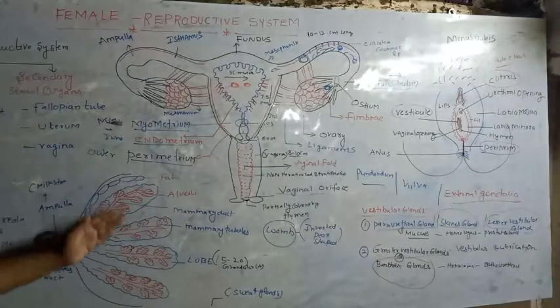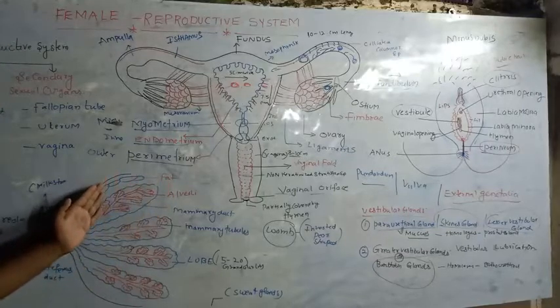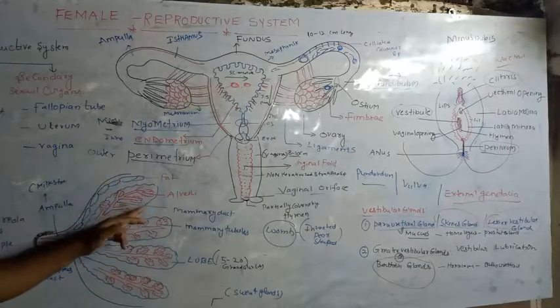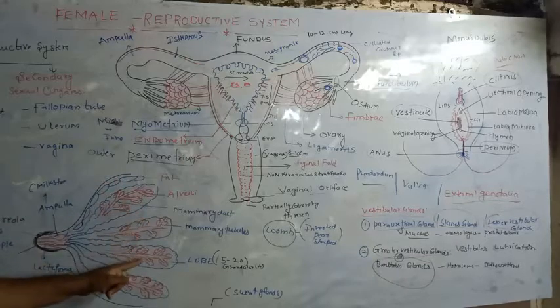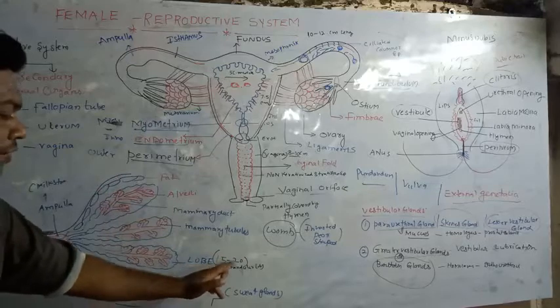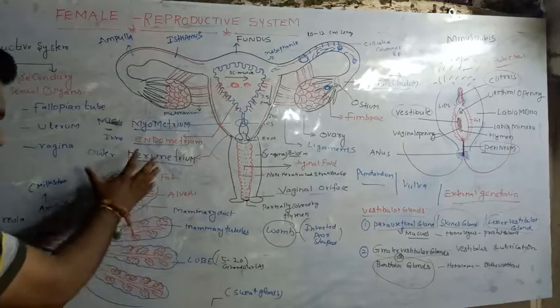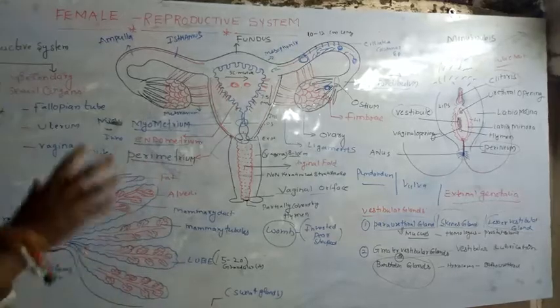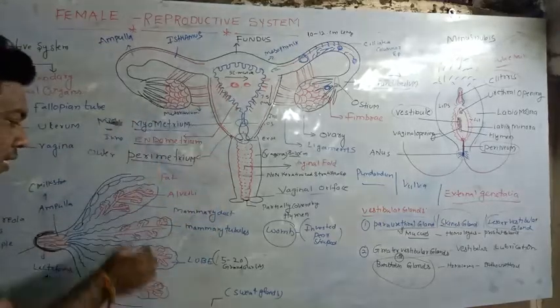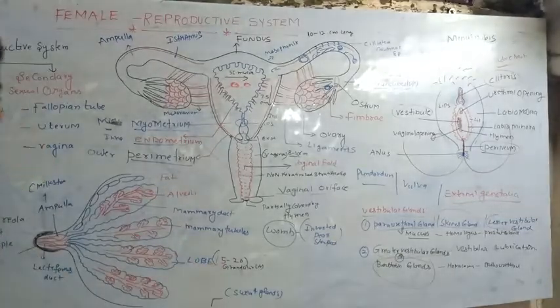This mammary gland has fat. Behind the fat, it consists of lobes. So how many lobes are there, beta? Each breast has 15 to 20 glandular lobes. Each breast contains 15 to 20 lobes. Those lobes are called glandular lobes.